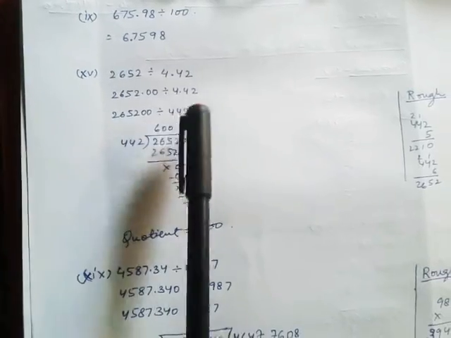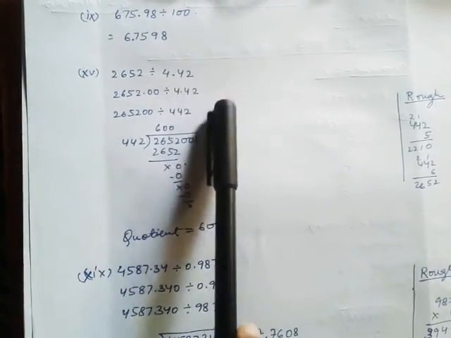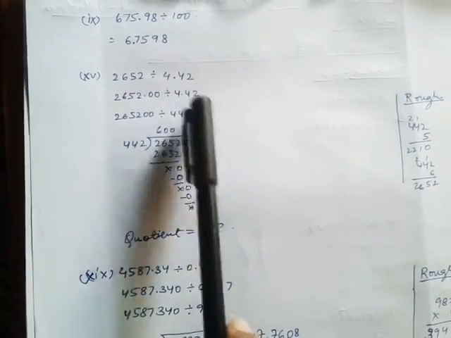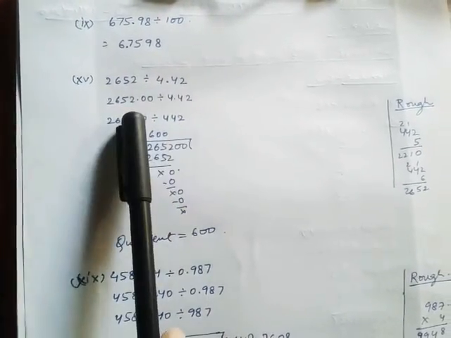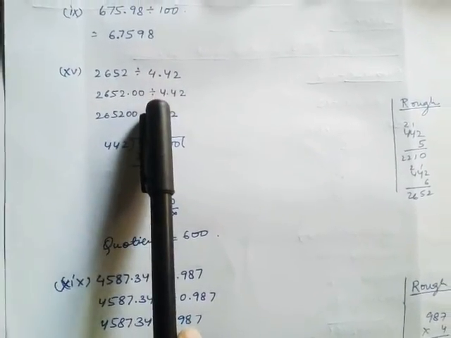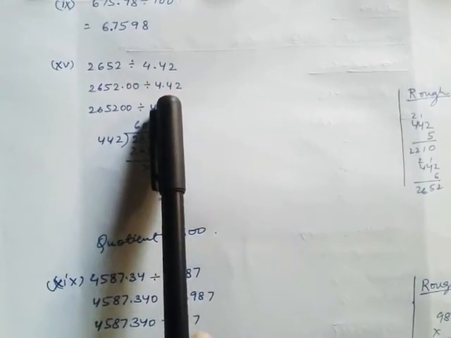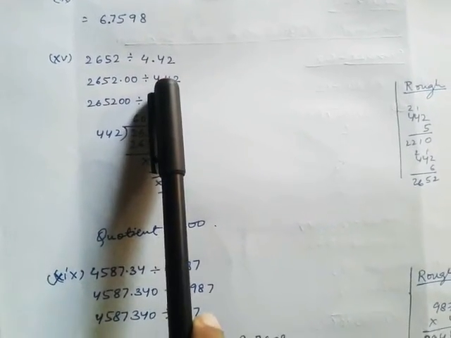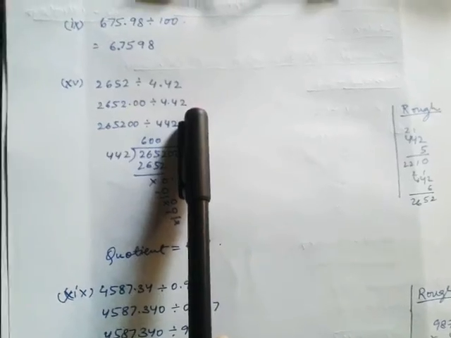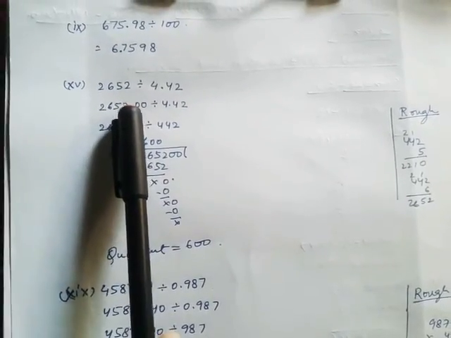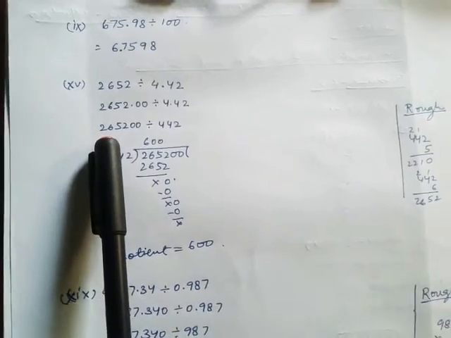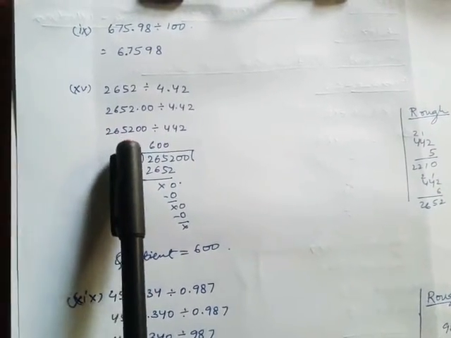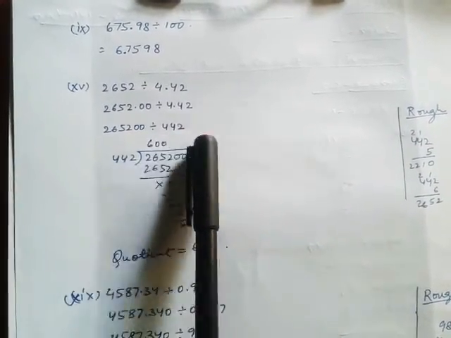Okay. Now I move this decimal two places. I move this decimal to this side, the divisor side, then the dividend side also goes this side. So when this decimal goes to the right two places, here also this decimal goes two places to the right. Okay, so it becomes 265,200 divided by 442.